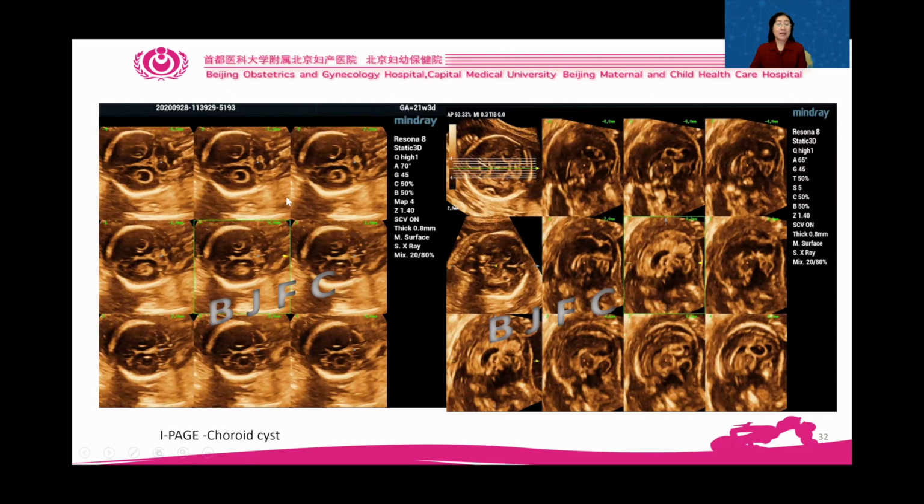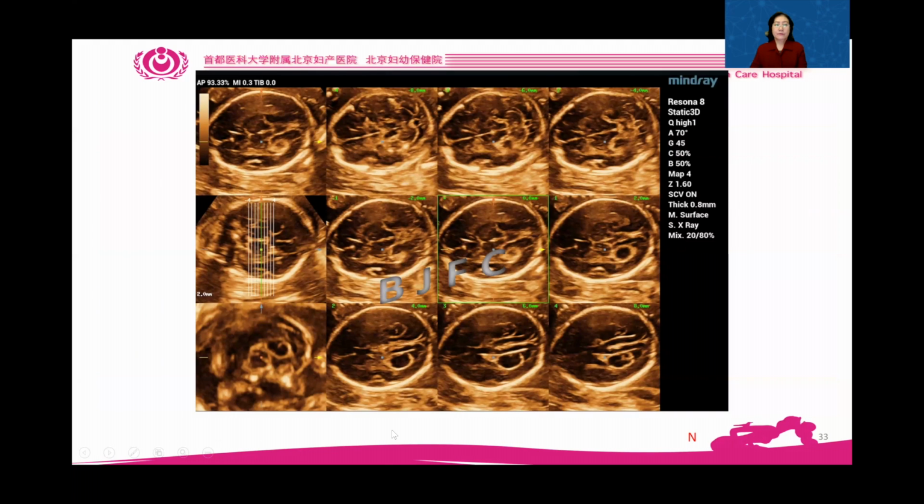Smart plane to guide the eye page. Both sides, choroid plexus very clearly shown. Both sides big.